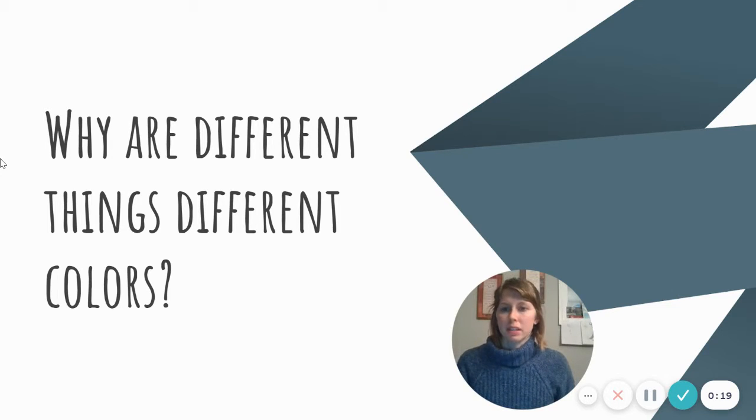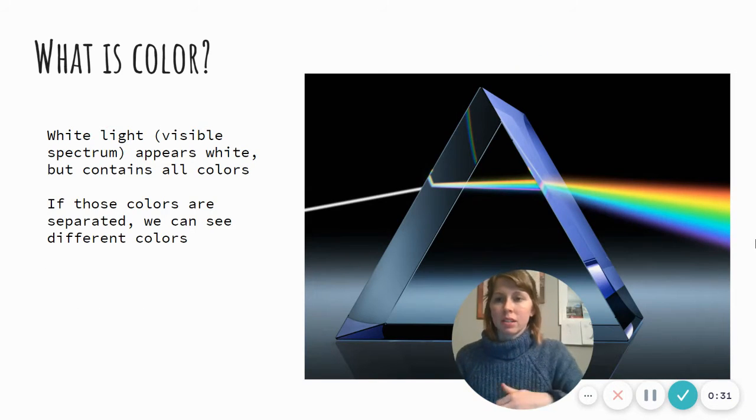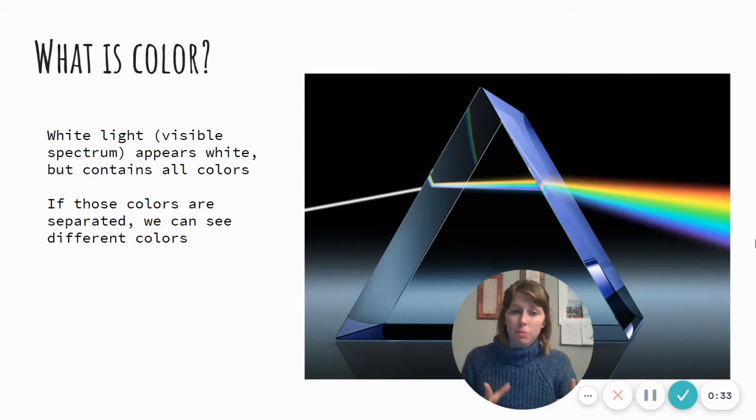Why are different things different colors? So this lesson is all about light and color, and why some things are certain colors and why other things are different colors. Before we can understand that, we have to understand what color is, what visible light is. White light, the visible spectrum, appears white, but it actually contains all of the colors. And if those colors could be separated, then we would see all the different colors of light.